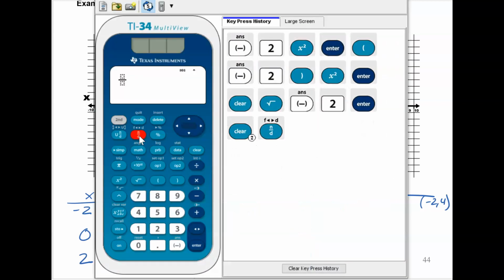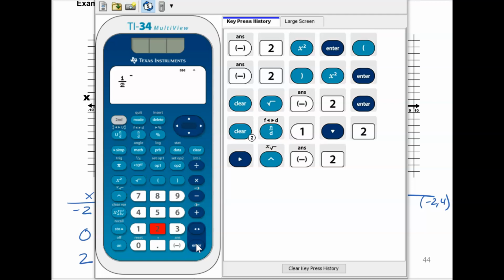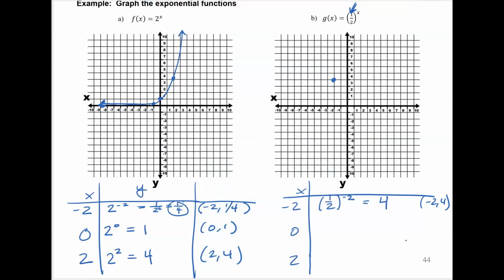You could use your fraction button, and then you could do 1/2, come out of your fraction, and then just use the exponent key, and then you're going to type in -2, and that gives you your answer of 4. And then 1/2 to the 0 power is just 1, so that gives you the point 0, 1. And then 1/2 to the second power is 1/4. And again, you could use your calculator if you need to, or actually write that out, 1/2 times 1/2, and multiply fractions that way.